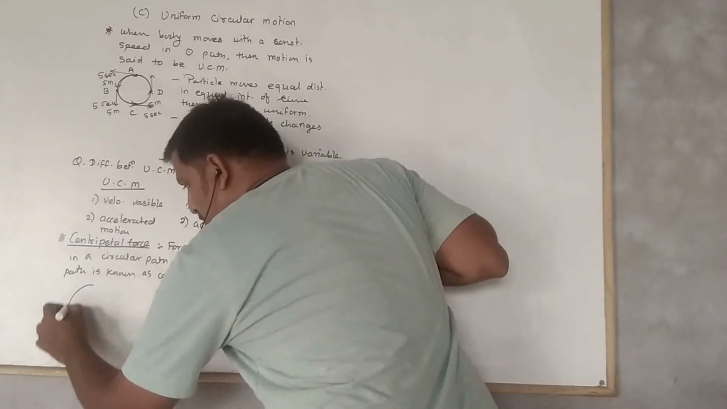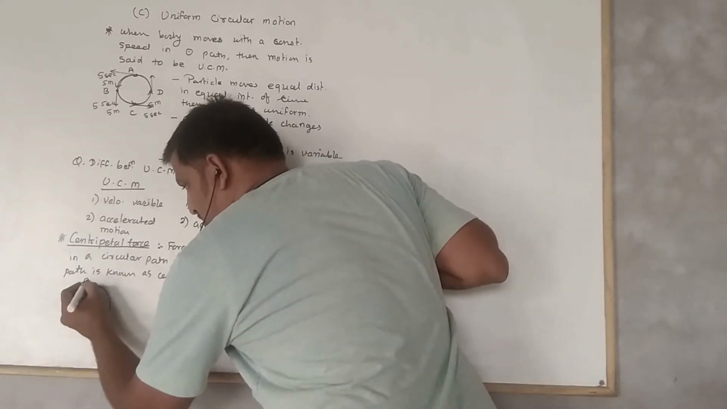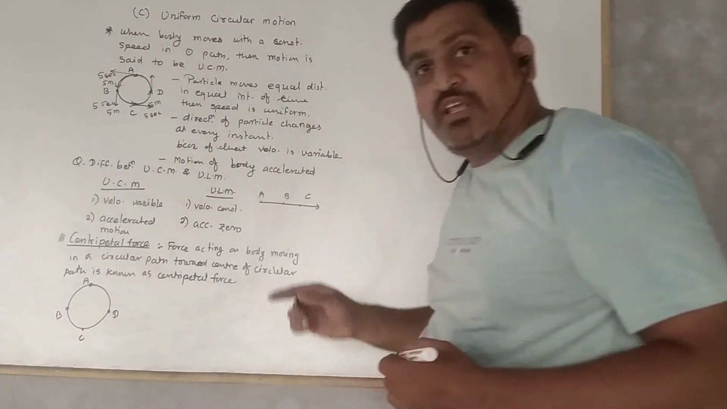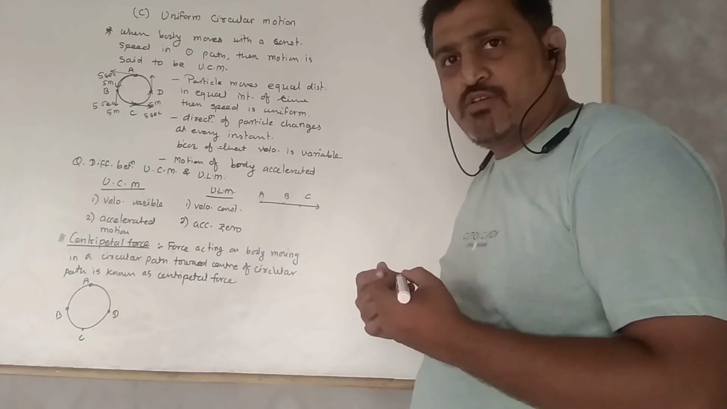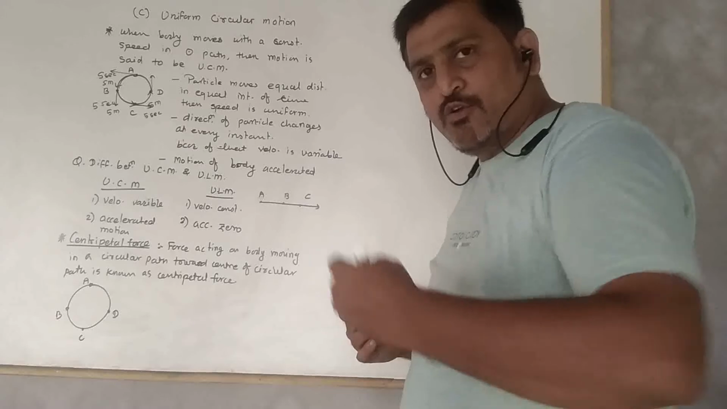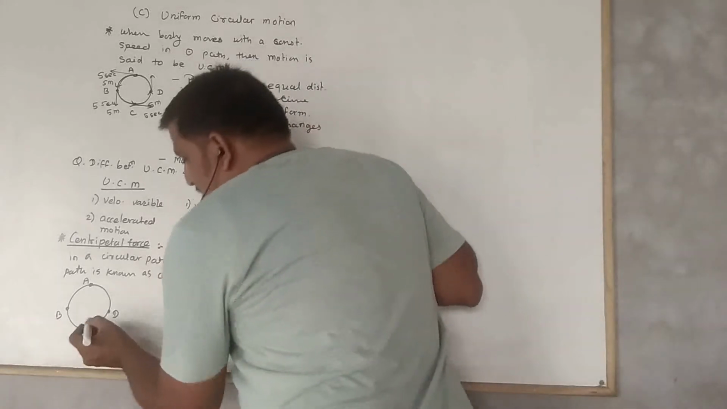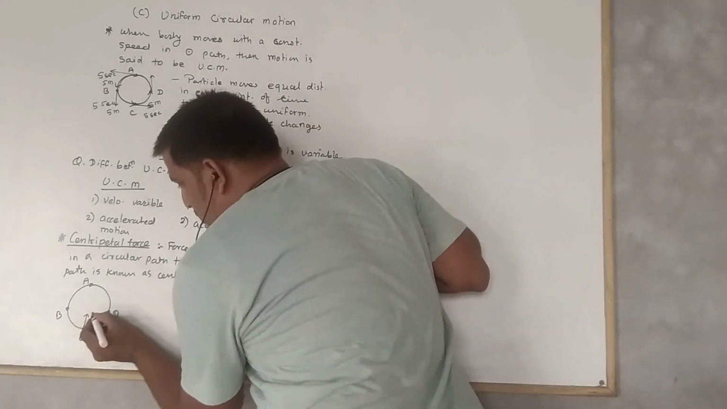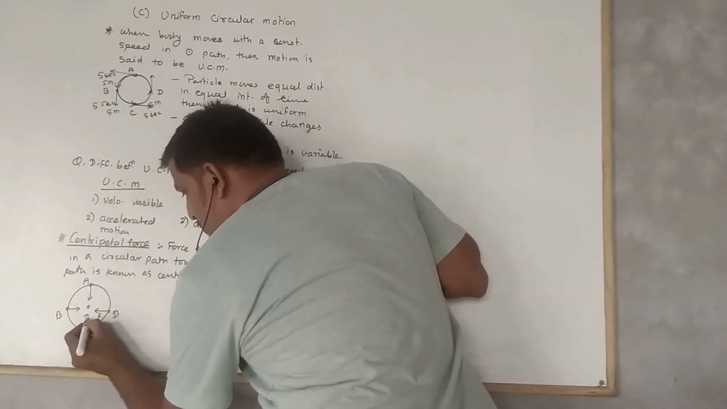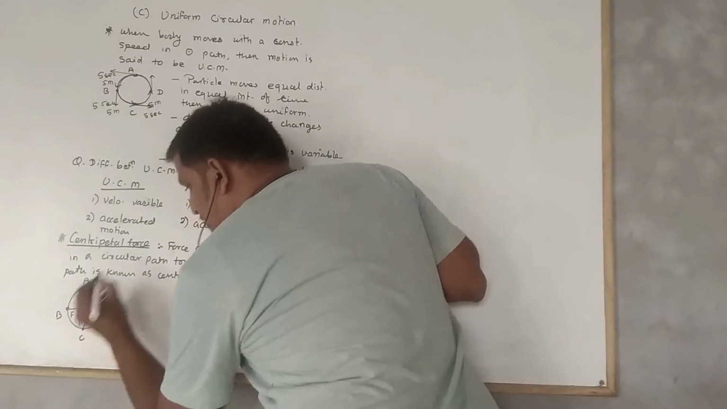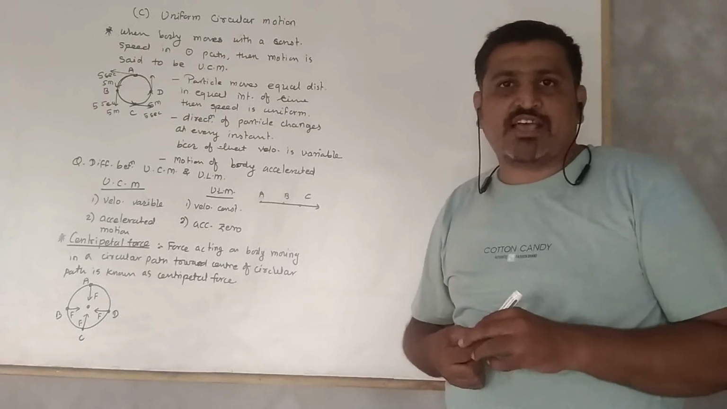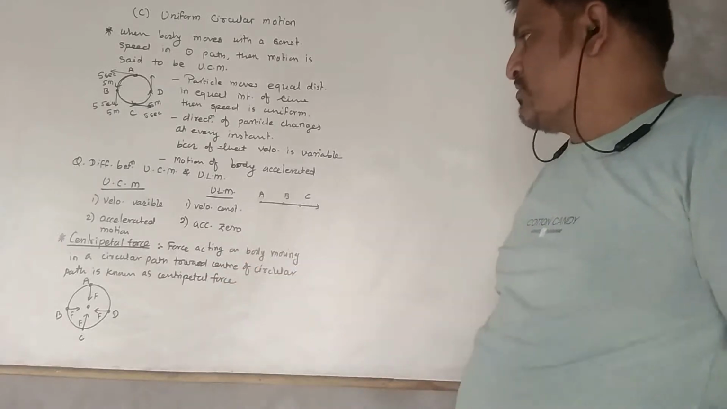It means that a body moving in a circular path changes its position from A to B to C to D. Then we find that the body is exerted by a force, due to which it moves in a circular path, and that force is exerted on the body toward the center of the circle. So the force is exerted toward the center while the body changes its direction at every instant. This type of force is known as centripetal force.